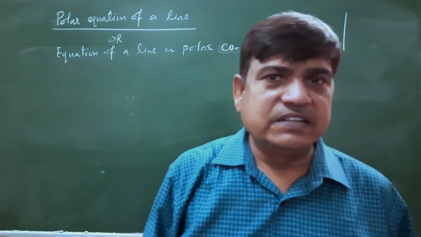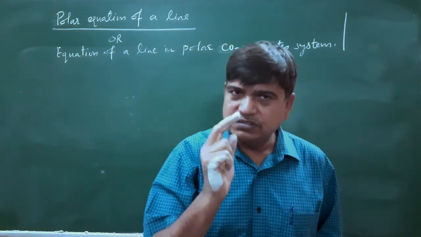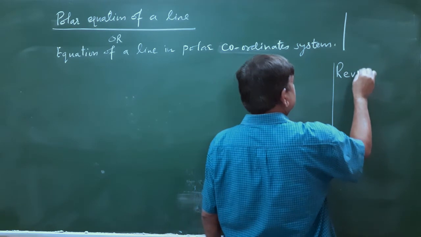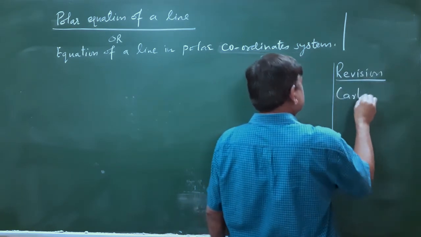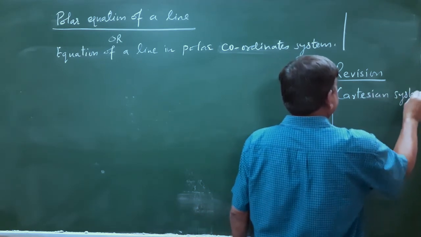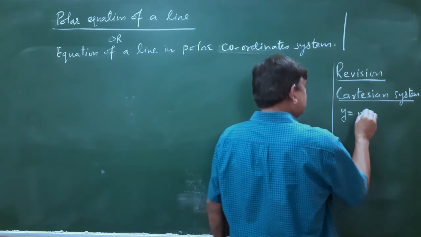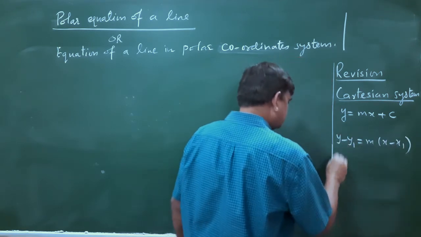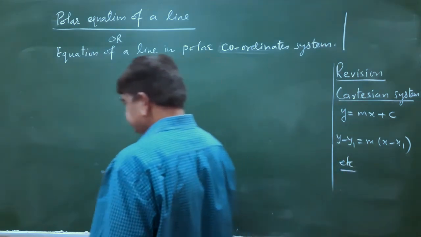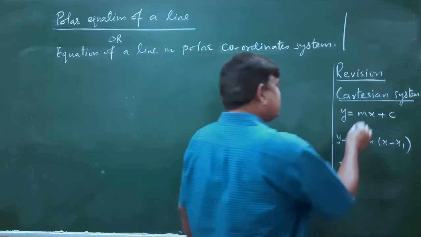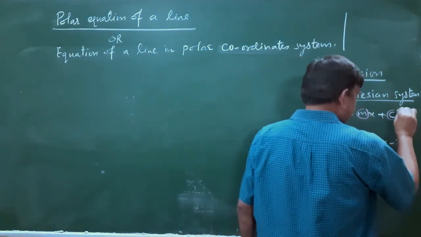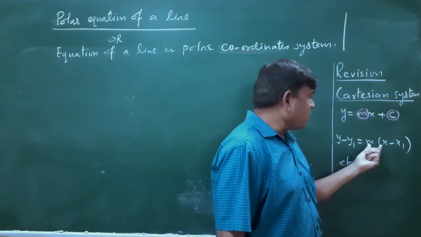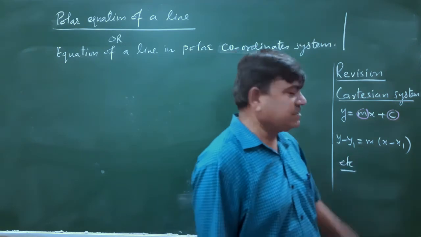To find the equation of a line, we must have at least two conditions. In the Cartesian system, if you remember, y equals mx plus c, y minus y1 equals m times x minus x1. Here m is the given slope, with intercept on the y-axis, then you can write the equation of the line. We have derived this one. In this one, one point x1 y1 is given on the line and the slope is given.